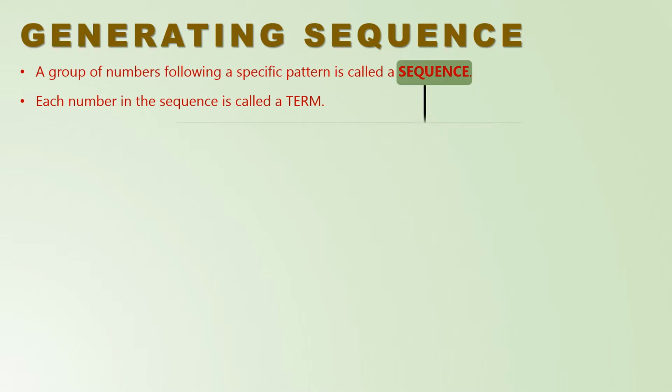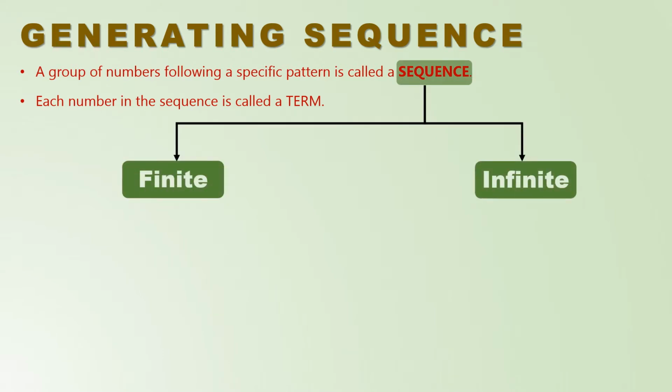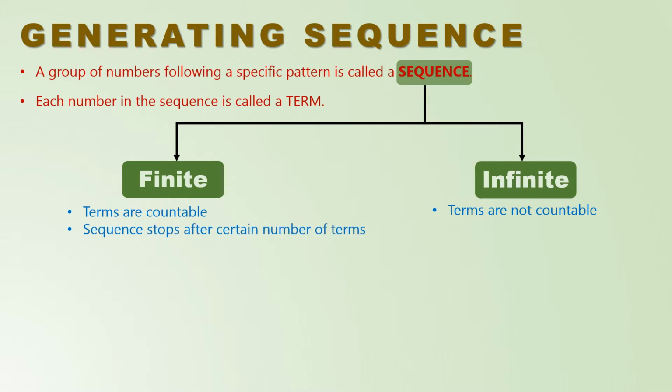Sequence can be classified into two types. One is finite and another is infinite. In the finite sequence, terms are countable, whereas in infinite sequence, the terms cannot be counted. Finite sequence stops after a certain number of terms, whereas infinite sequence goes on and on endlessly.